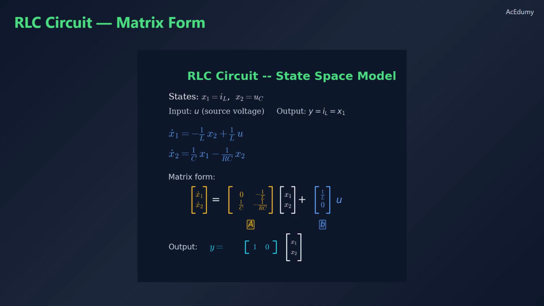Writing the RLC state equations in matrix form, we get the A matrix with entries 0 and minus 1 over L in the first row, 1 over C and minus 1 over RC in the second row. The input vector B is 1 over L and 0. The output vector C transpose is 1 and 0. And D equals 0. Notice how the A matrix captures the circuit dynamics, inductance and capacitance interact through the off-diagonal terms.